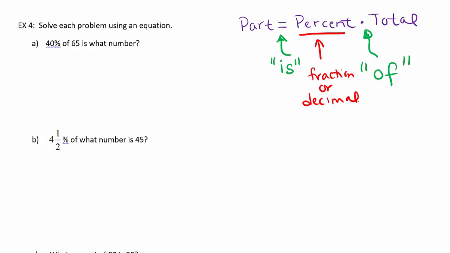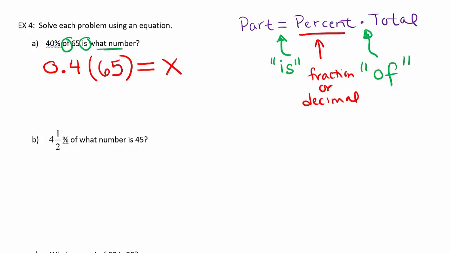So part A says 40% of 65 is what number? So what they're actually asking you for is the part. That's what they're asking us for. But even if we don't recognize that in this problem, we can translate the words into an equation. 40% as a decimal would be 0.4. The word of means we're multiplying, and we're going to multiply by 65. The word is my equal sign, so then I put in an equal sign, and the what number is my unknown. That's going to be my x.